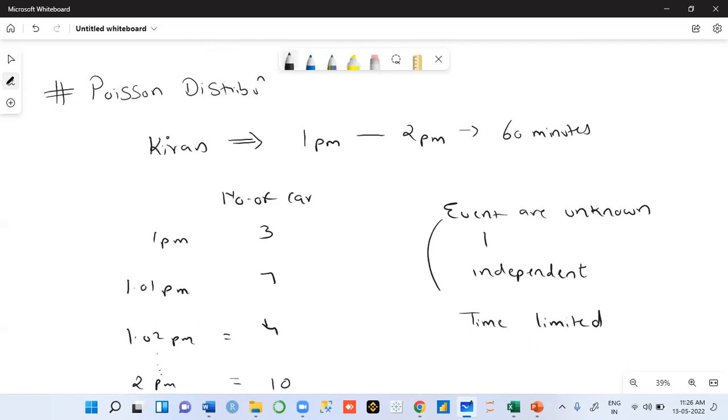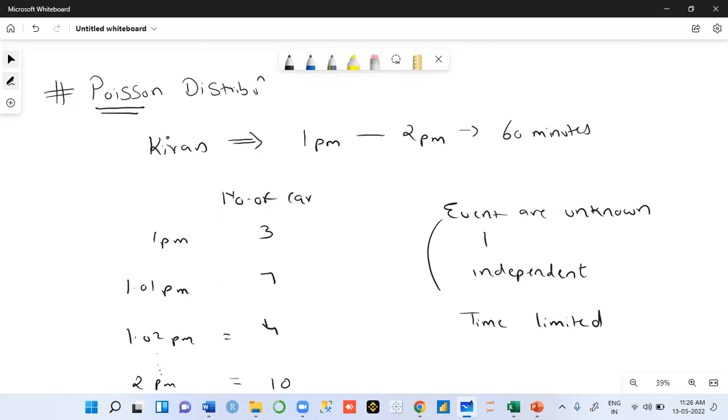So when we have this type of scenario, we use Poisson distribution. Got the point? When to use Poisson? Time limited, events are unknown, and every event is independent.